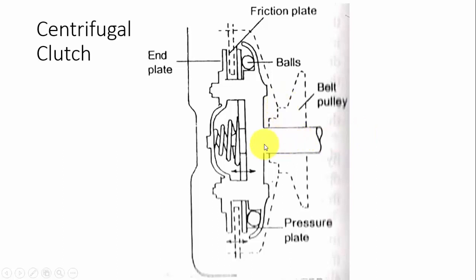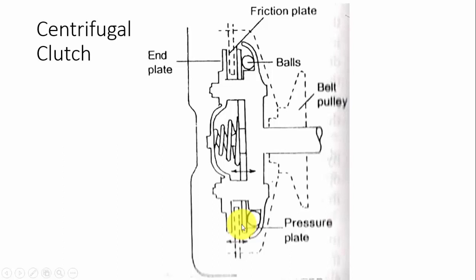Whenever the input shaft rotates, the balls will be moved outwards because of the centrifugal force. Because of centrifugal force, this ball will move to the outward side. Similarly, this ball will move towards this side. So when the balls move outwards, we can see a curved surface here. This curved surface will push that ball towards this plate, the clutch plate.